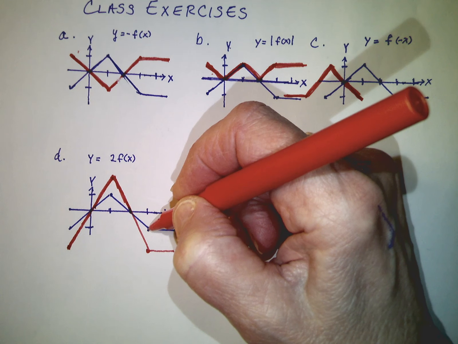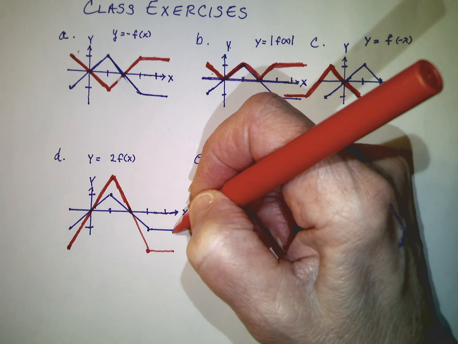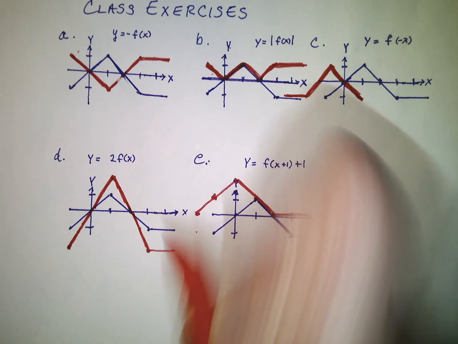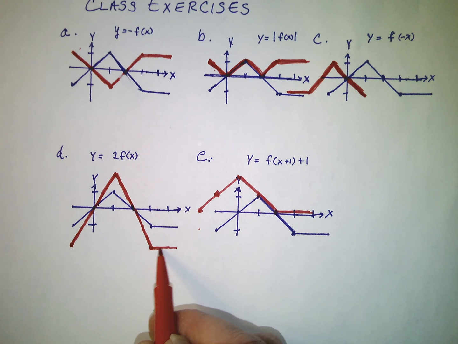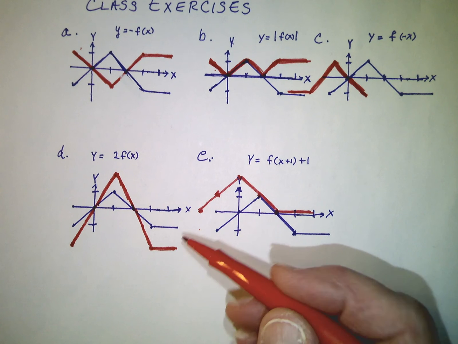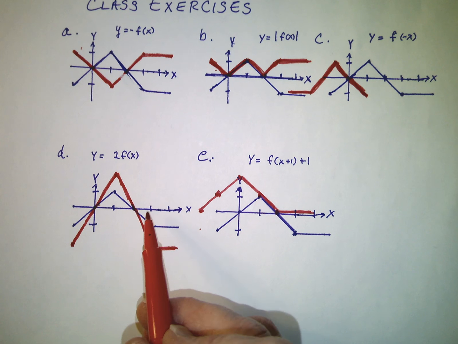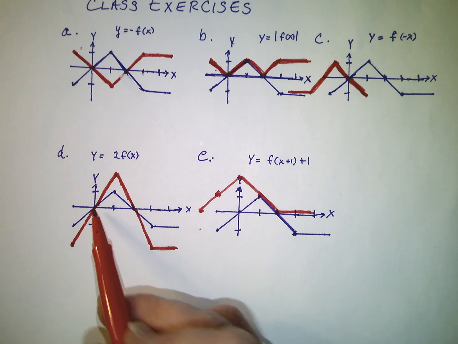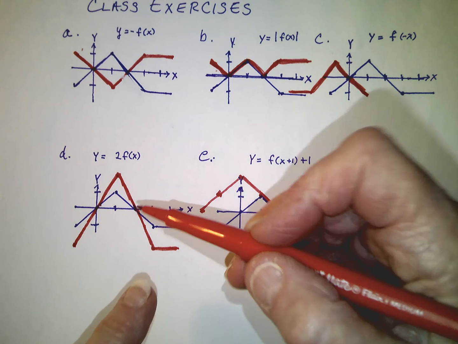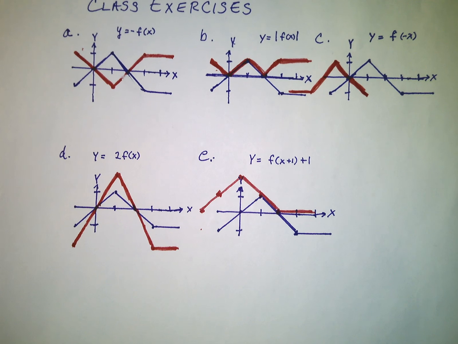Y values here were negative 1 across. Well, now they are down to negative 2 across. But notice the x's stopped at the same point. Where the x's were 0, they stayed 0. It's still the same width, just doubled in height.